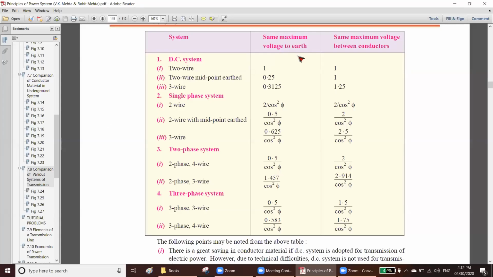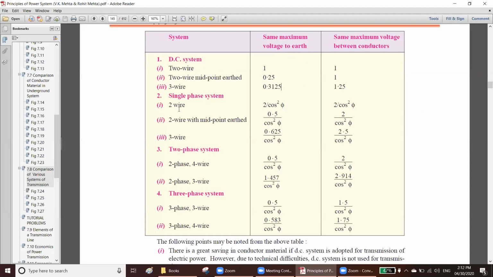In one table, that means for overhead line and for underground system, you can see the same maximum voltage to earth, same maximum voltage between conductors. Okay, now here you have DC system. This is 2 wire, that is 1, meaning 1k. The 2 wire midpoint earth is k divided by 4, right? Remember it was k divided by 4, so it's 0.25.